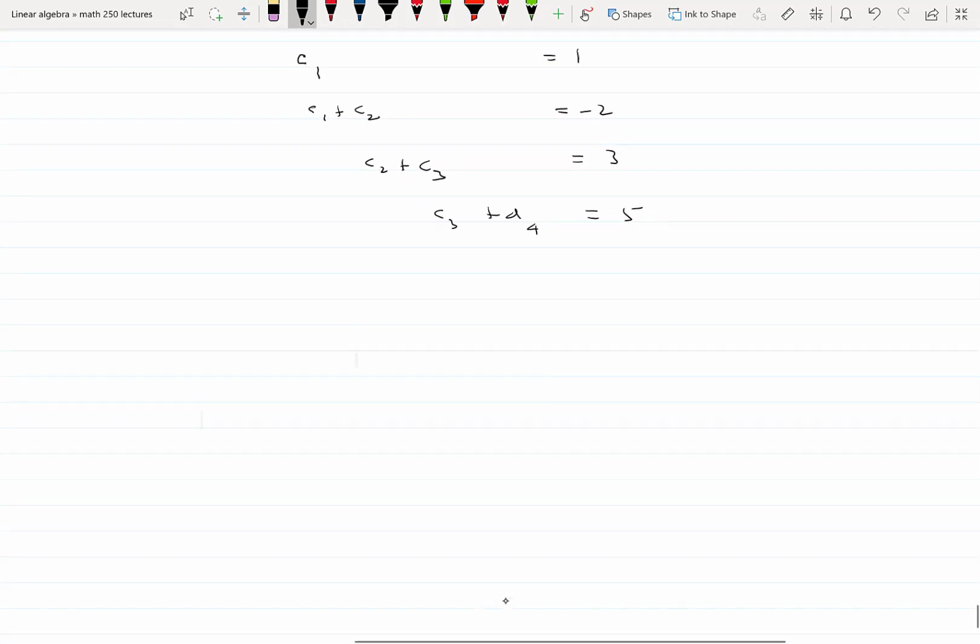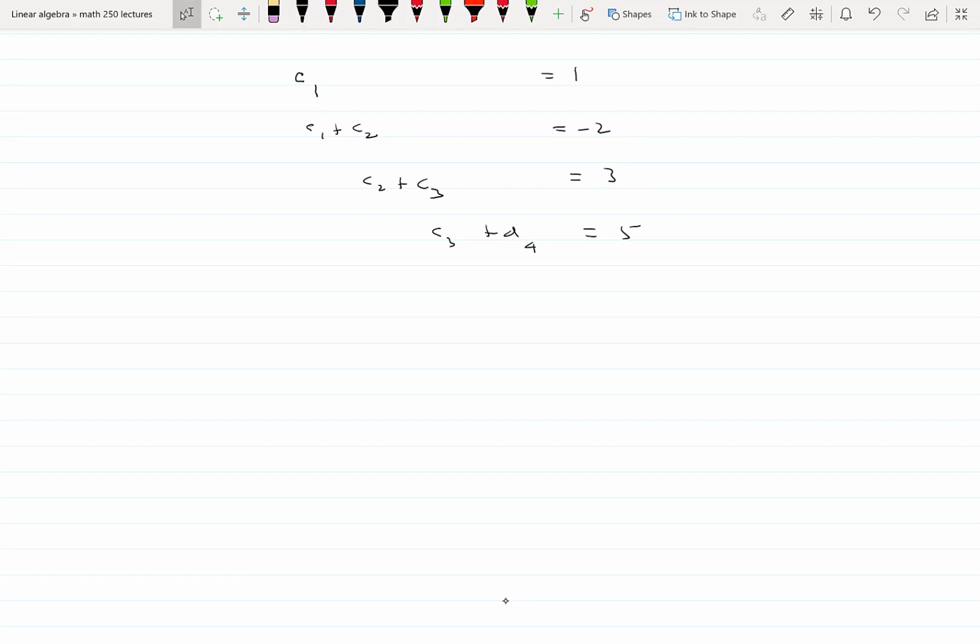Okay. Now, we're not showing linear independence or spanning. We're after the constants, c1 through c4. So we need to solve this system. We have the Gauss-Jordan elimination method, which will do just nicely on this. I'm going to use Gauss-Jordan elimination. Here's the augmented matrix.